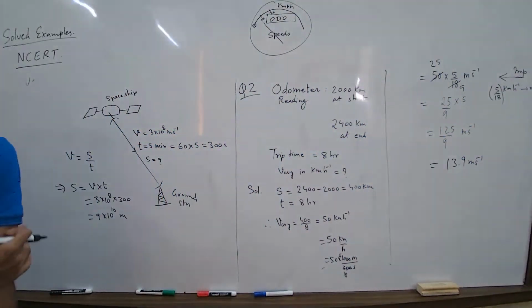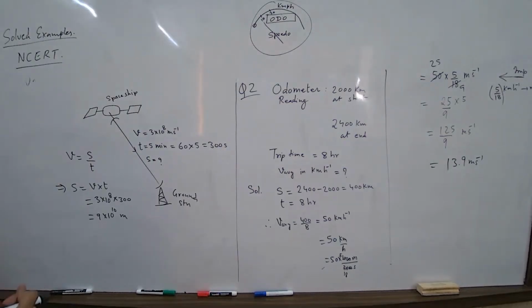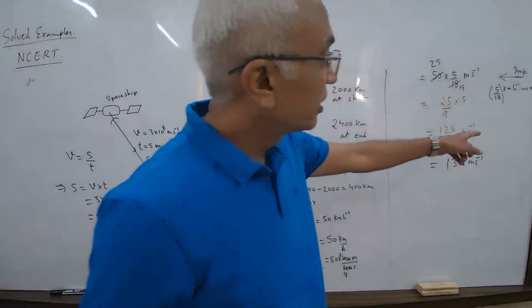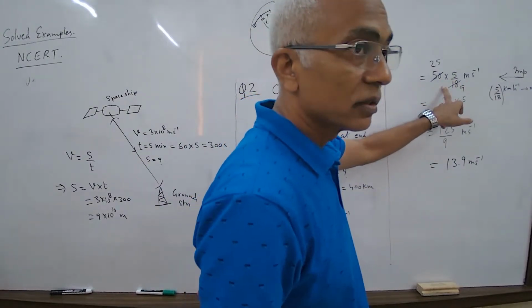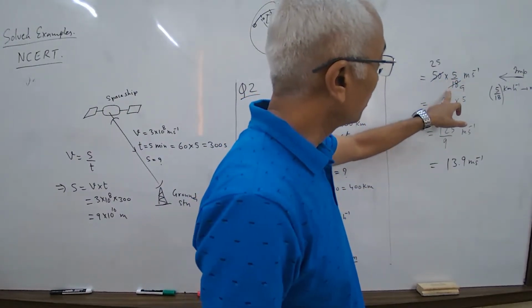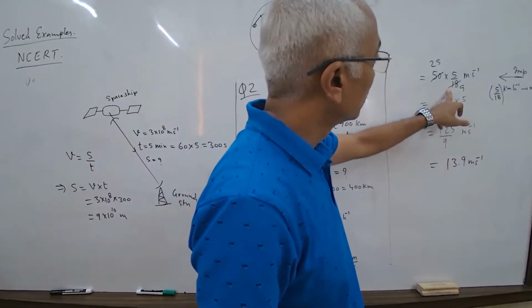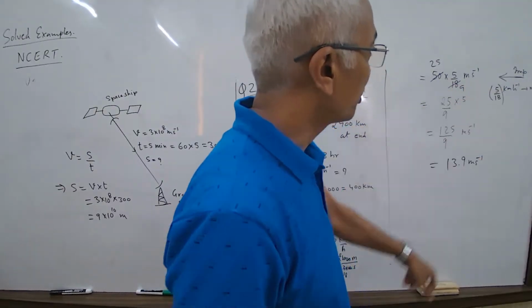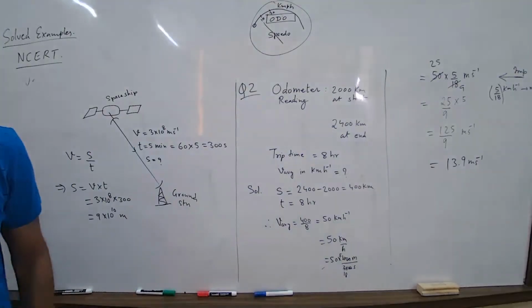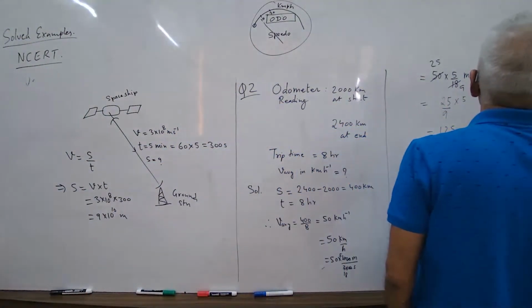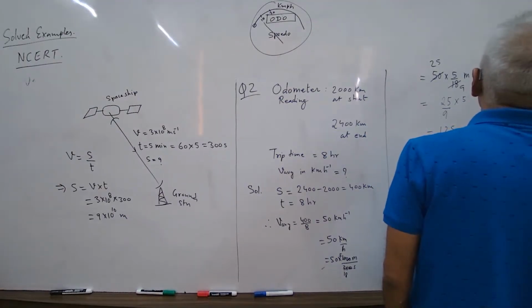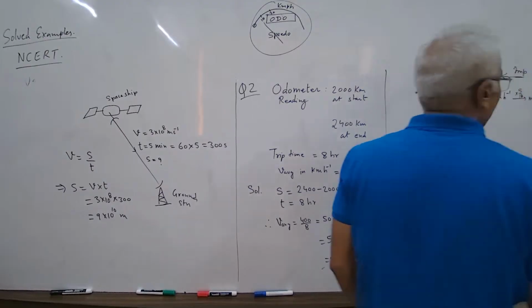Okay? But when you multiply by 5 by 18, that time you don't have to write kilometer per hour. It's like this. Multiplying by 5 by 18 is when meter per second is mentioned. So we should not write it like this. We should write kilometer per hour. When you multiply by 5 by 18, the answer is in meter per second.